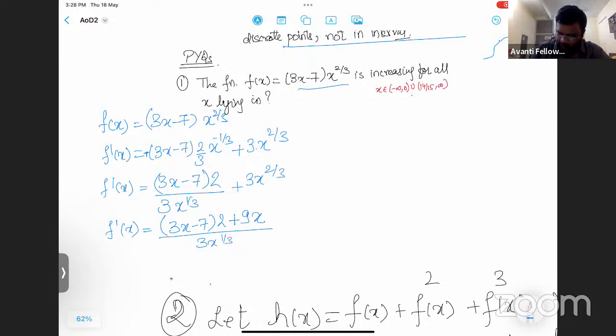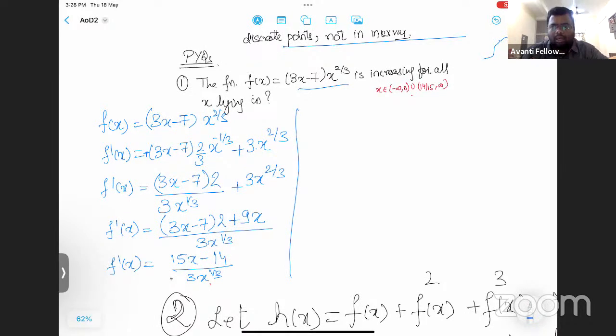I'll open the brackets and simplify it further. So I'll get f dash x is equal to (6 plus 9) 15x minus 14 divided by 3x power 1 by 3. Now this is the derivative of f(x). The next step is we need to plot the critical points on the number line. Can you tell me what the critical points of this are? 14 by 15 and 0 are the critical points. So 0 here, 14 by 15.